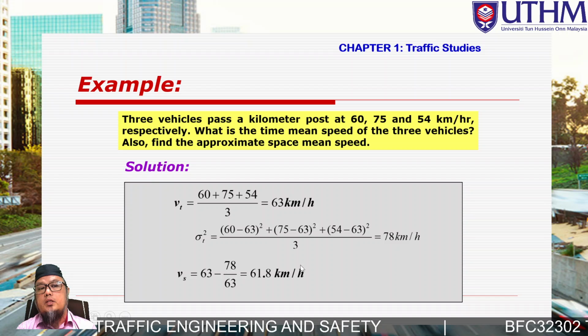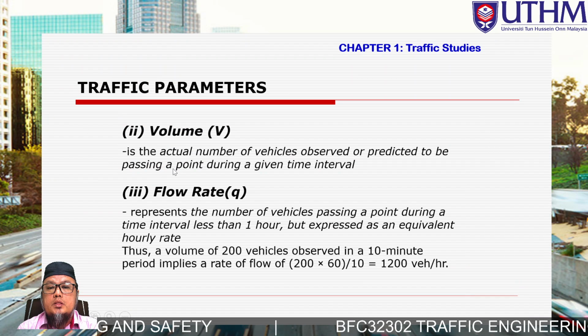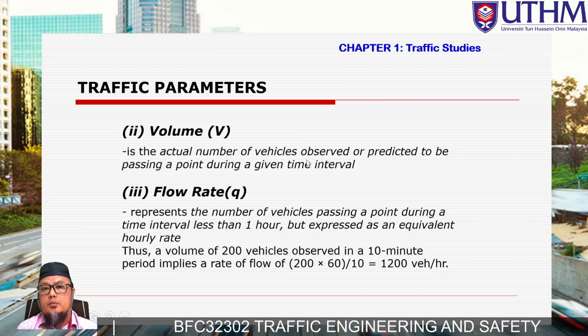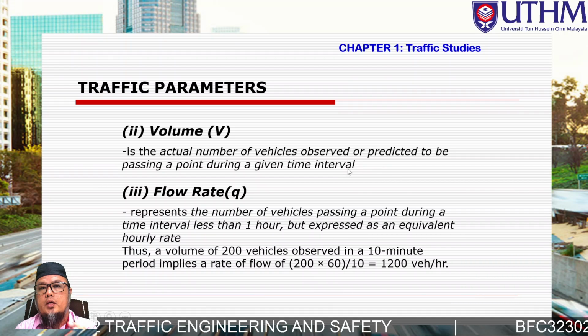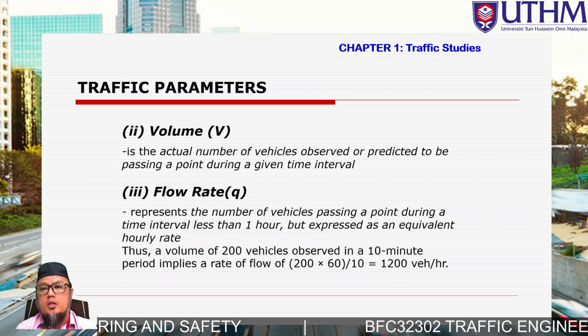So volume is the actual number of vehicles observed or predicted to be passing a point during a given time interval. So it could be from the vehicles and also from the pedestrians, because volume represents two categories, whether vehicle or pedestrians. But we are given a time interval to record their activity. Might be from 5 minutes, 10 minutes, 15 minutes, or half an hour for the interval.